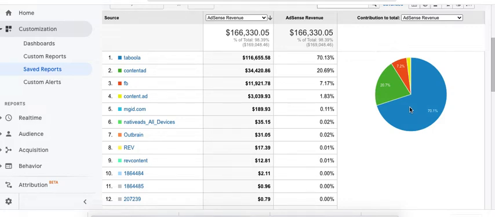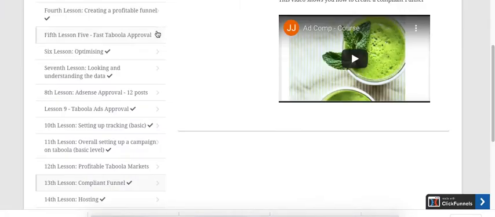And if you want to create results like this, you have to understand the full system that's required and the full steps to create this level of success with your Taboola AdSense businesses. Now, what I wanted to cover in this video was lesson 13 of the course, which is creating a compliant funnel that allows you to get paid by AdSense every single month.